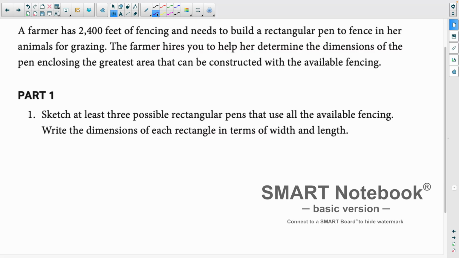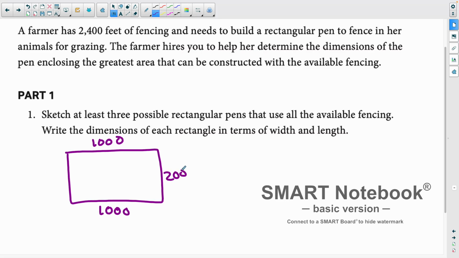All right. We have a farmer. He's building a fence around his land. He's building a rectangular pen to fence the animals in, but doesn't want to crowd them in too much. Wants to make as big of a pen as possible. So somebody give me one of the pens that you were able to come up with that we could draw. What are the dimensions? 1,000, 1,200. Okay. So I could go 1,000, 1,000, 200, and 200.